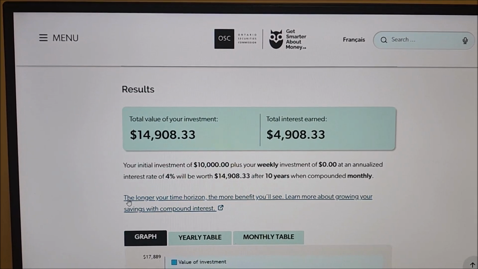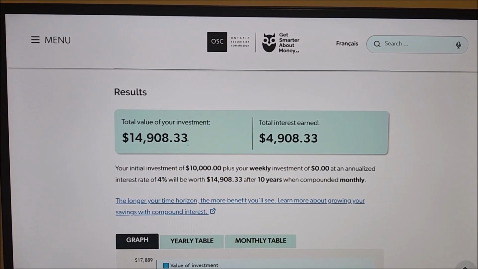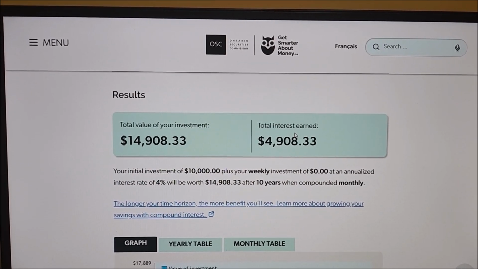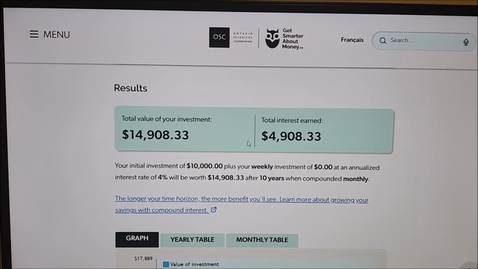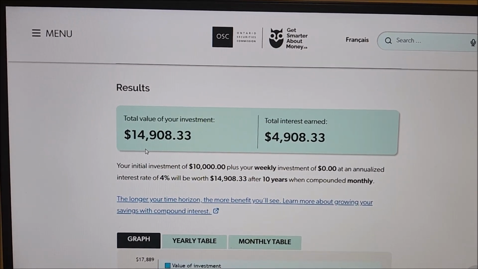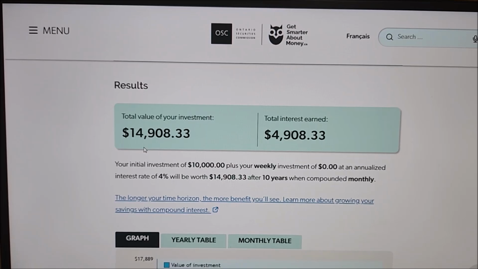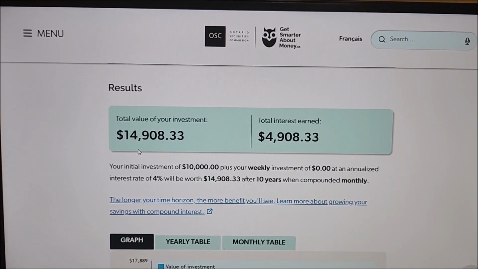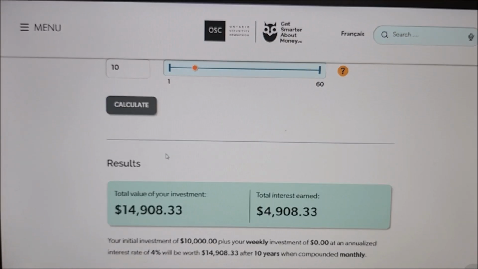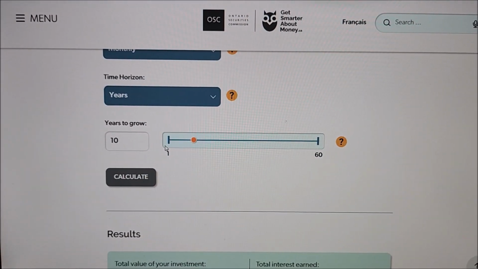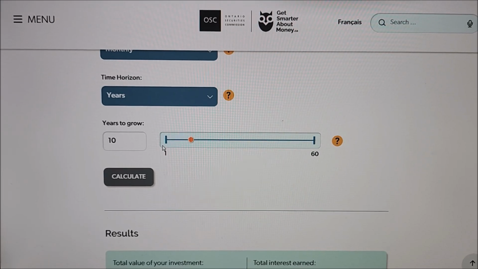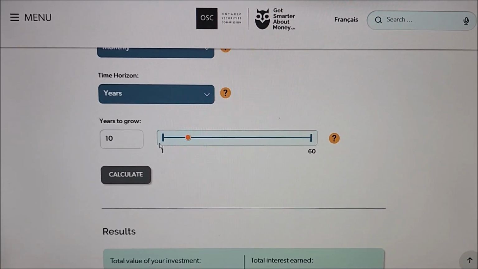So hit calculate. The total interest earned is $4,908 after 10 years. And it's showing a total of $14,908. So the investment did not double at all. And the actual interest earned is half the amount compared to the dividend investing portion I was talking about earlier.